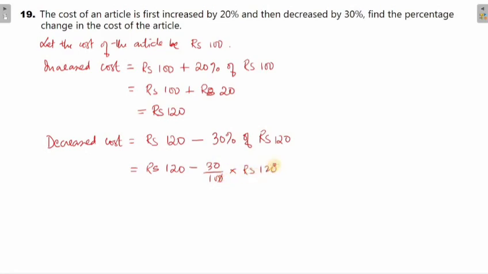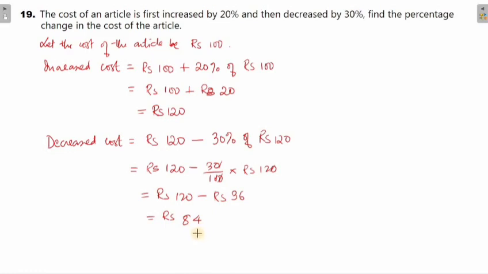So the zeros get cancelled, so we have rupees 120 minus rupees, so 12 into 3 is 36. Yes, so when you find the difference, your new cost, that is the decreased cost, will turn out to be 10 minus 6 is 4, so you have 11 minus 3 is 8, isn't it? So 84 is the ultimate, the new cost of the article.